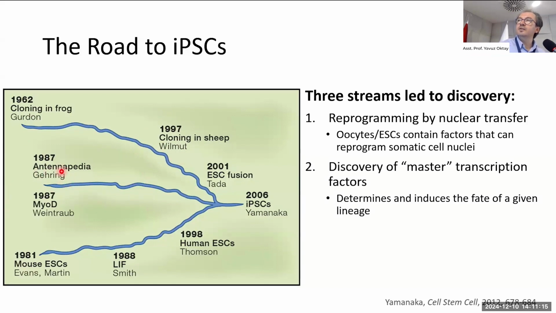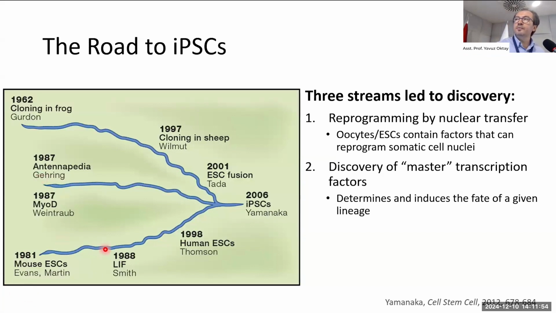The second road showed that certain transcription factors exist, which we can call master transcription factors, that determine and induce the fate of a given lineage. This was maybe even more of an influence on Yamanaka, showing that if you introduce certain transcription factors, like MyoD, which induces myogenic fate, you can differentiate cells into certain fates.